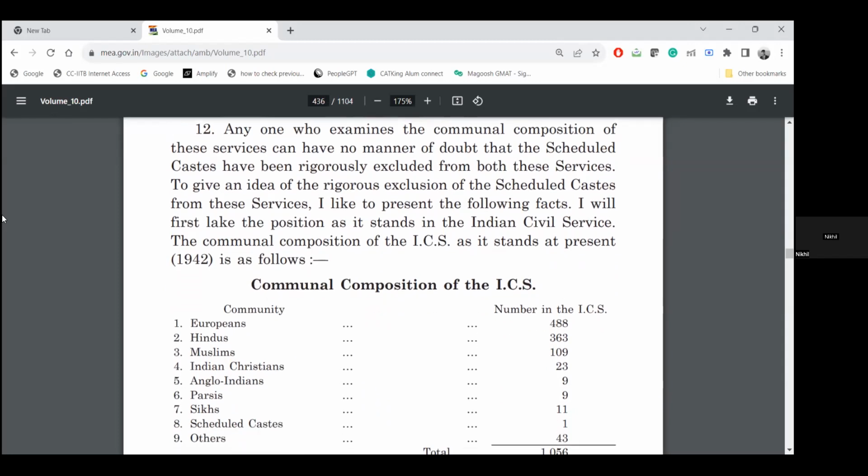Point number 12. Anyone who examines the communal composition of these services can have no manner of doubt that the scheduled caste have been rigorously excluded from both these services. To give an idea of the rigorous exclusion of the scheduled caste from these services, I would like to present the following facts. I will first take the position as it stands in the Indian civil service. The communal composition of the Indian civil service as it stands at present, 1942, is as follows.